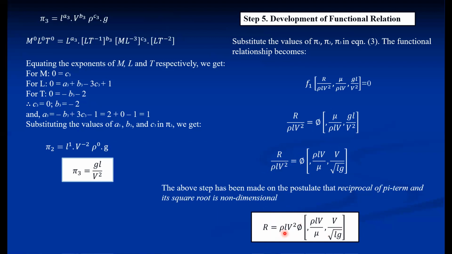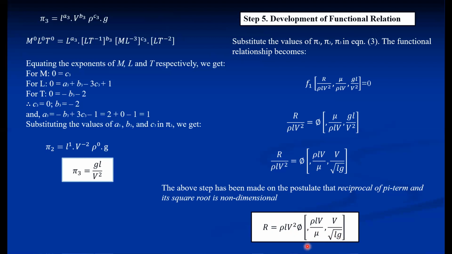This is rho L square V square. We have already seen that L square comes because this is a printing mistake. Pardon me, but understanding the procedure is important in this case. So rho L square V square is a function of rho L V by mu and V by under root LG. This is the final expression. This way we can develop the functional relationship amongst the variables involved. So that means R is directly proportional to this parameter, inversely proportional to the viscosity, and inversely proportional to the length as well.